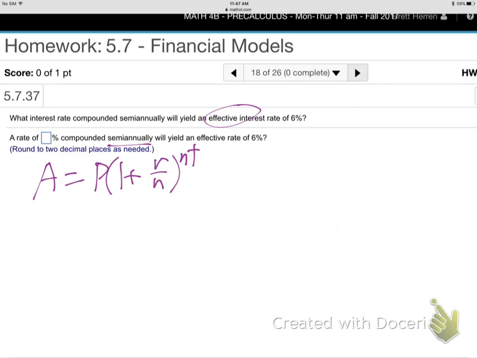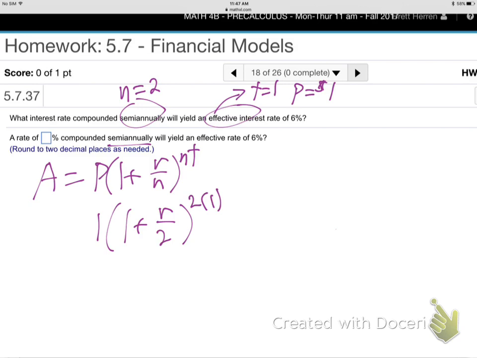So, effective. What I always told you to do for effective rate is put in t equals 1 year, P equals $1. So let's do that. $1, and time is going to be 1 year. Semi-annually, what does that mean for n? 2 times a year. Semi-annually is twice a year. R is what we're looking for. Are we good so far? Right, time is 1 year, because that's what we always do for effective rate. P is $1. N is 2, because it's semi-annual.